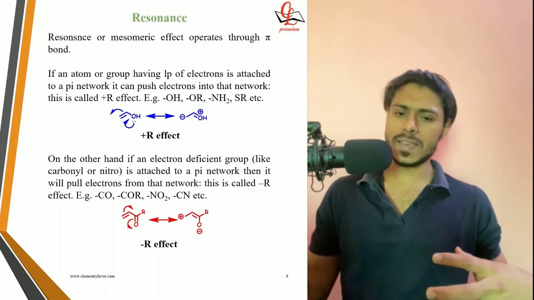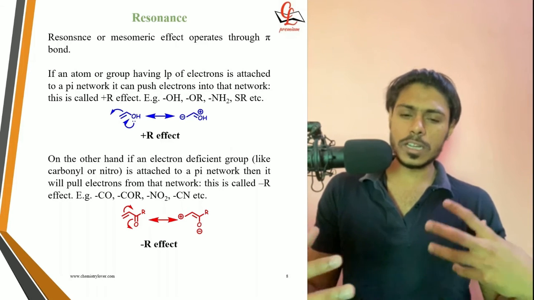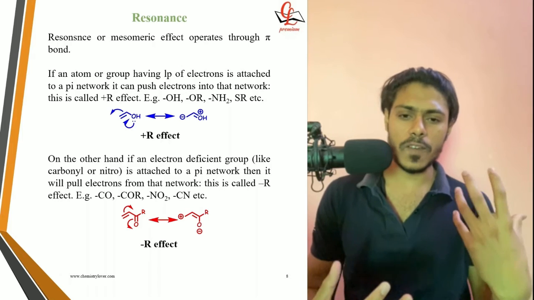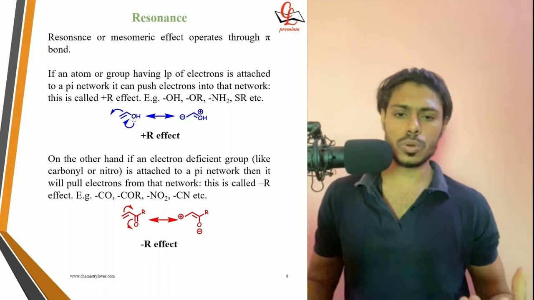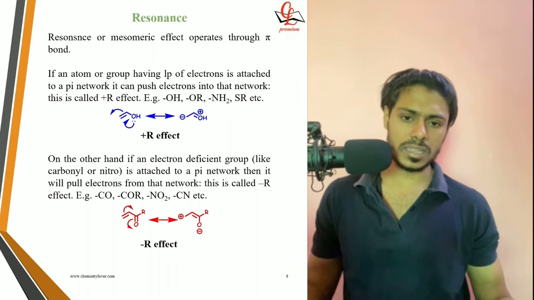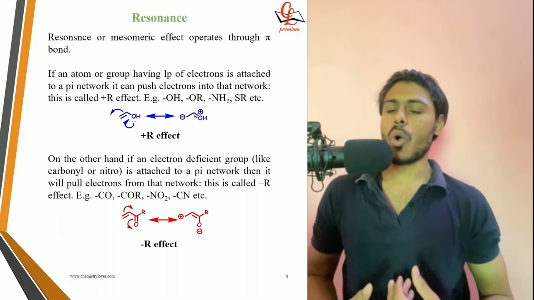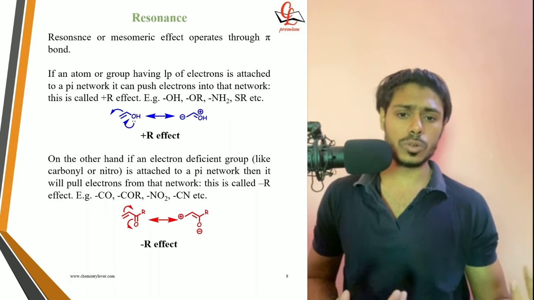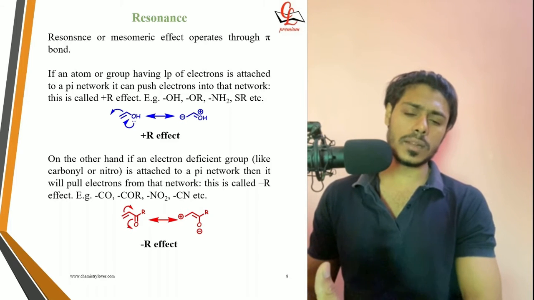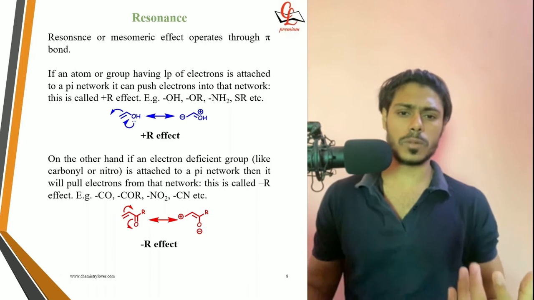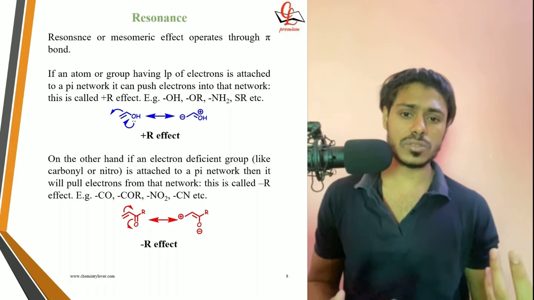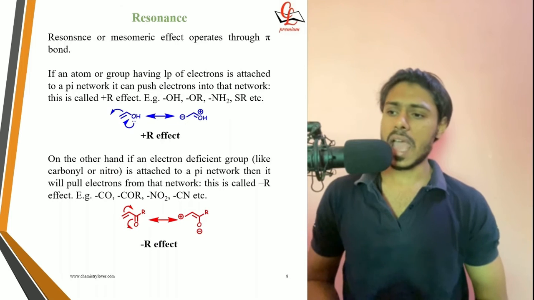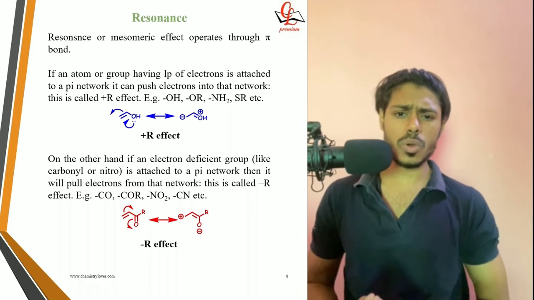But when your pi system is attached to some electron deficient group or group having vacant orbital, for example any carbonyl group, it may be ketone, aldehyde, carboxylic acid, ester, or like nitro or nitrile group, they will drag electron from the pi system, and this is called minus R effect or minus M effect, minus resonance effect or minus mesomeric effect. So this is all about resonance effect.